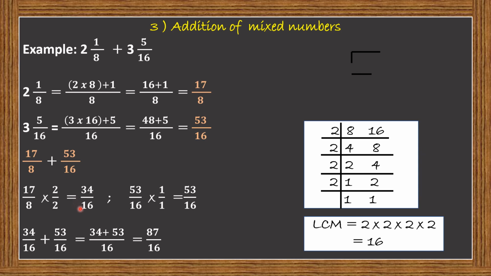Now this 34 by 16 and this 53 by 16 are like fractions. So we have noted them down. So 34 upon 16 plus 53 upon 16. So we have written the denominator 16 as it is and 34 plus 53. Now 34 plus 53 is 87 upon 16. Is it a proper fraction? No, it is an improper fraction as the numerator is greater than the denominator. So we have to convert this improper fraction into a mixed number like this.